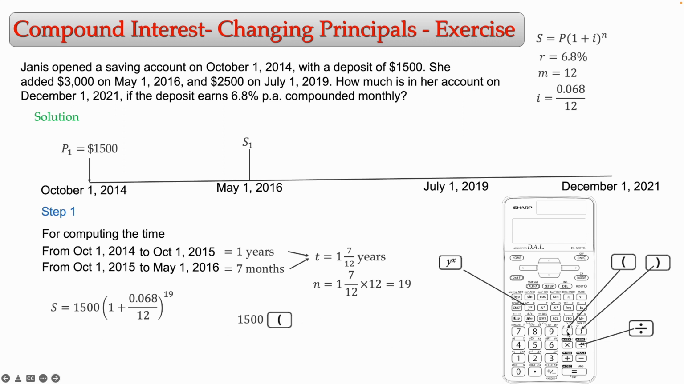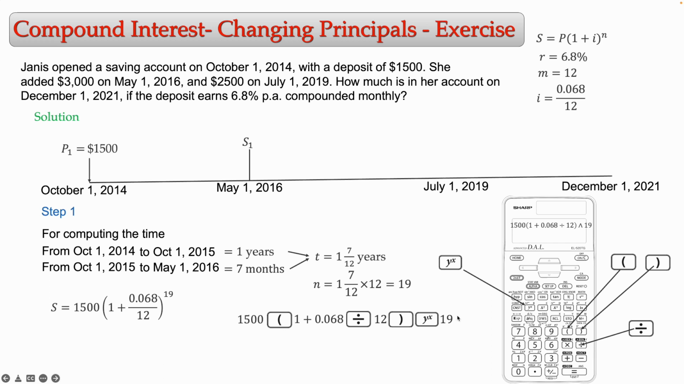I'm going to open bracket, then 1 plus 0.068, and divide it. So I'm going to divide by 12. So I'm going to type 12 and close the bracket. So I'm going to use this key here, close bracket, to the power. Then I'm going to use the exponent key, y to the x, to the power 19. So I press 19, and then I'm going to use the equal sign key here.